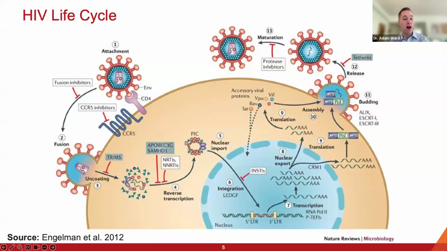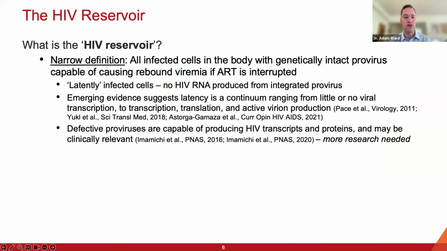However, the HIV provirus is still there. It's still in the infected cell. And we call these cells latently infected cells or dormant cells. And these latently infected cells are an important component of the HIV reservoir. So what is the HIV reservoir?